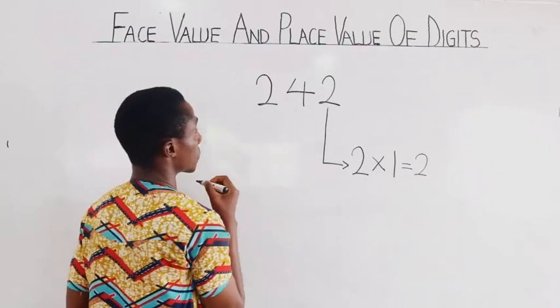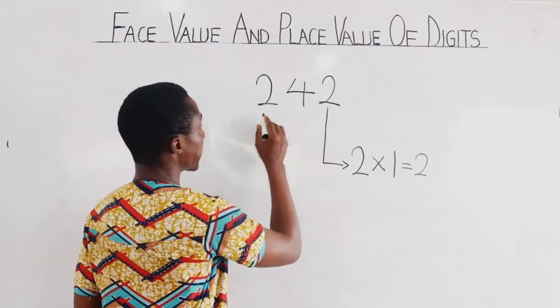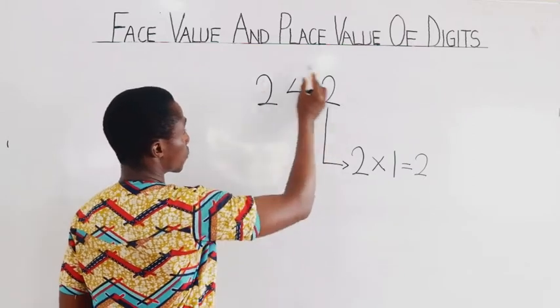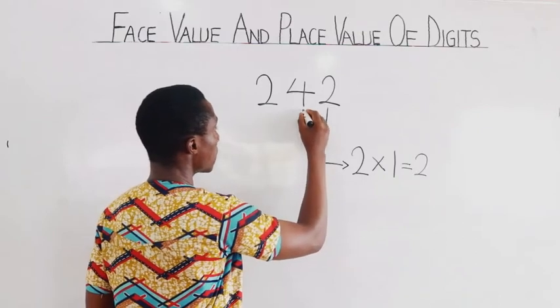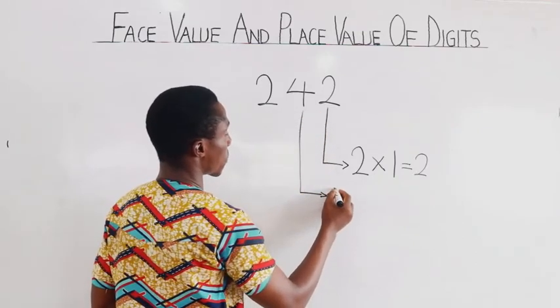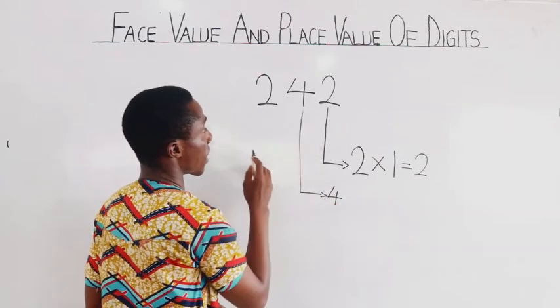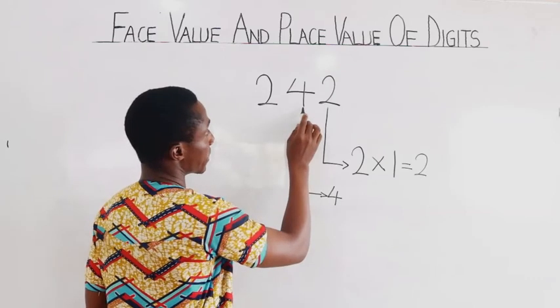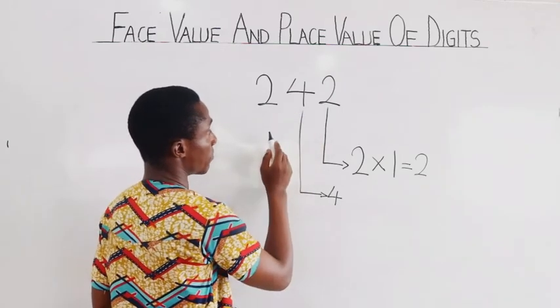Let's come to the place value of 4 in the number 242. And that will be the face value of 4, which is 4 multiplied by the number place or the value of the number place.